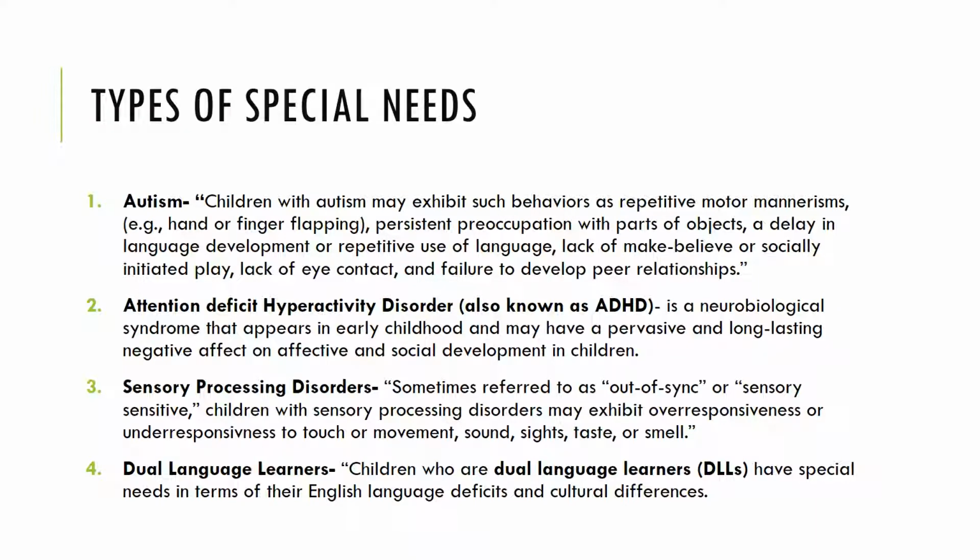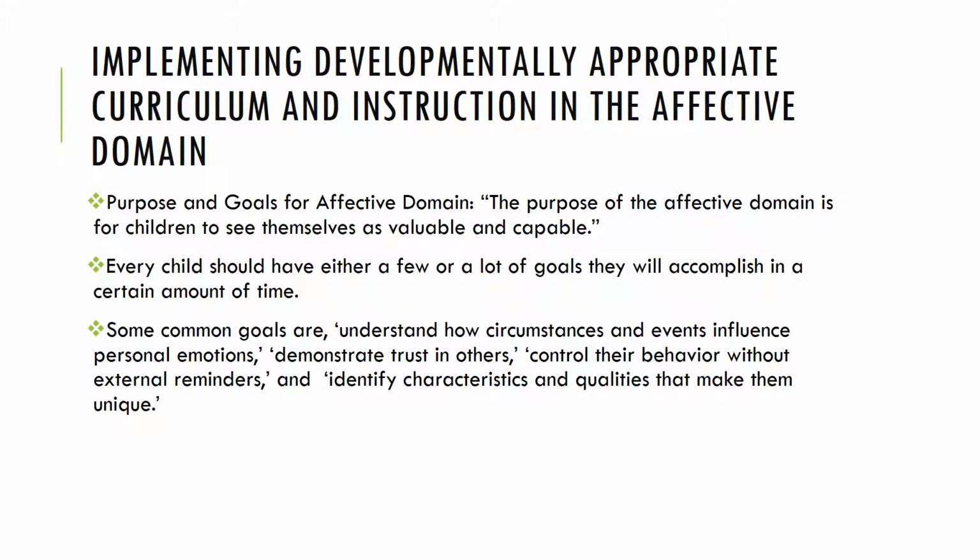Lastly, we're going to be talking about implementing developmentally appropriate curriculum and instruction in the affective domain. The purpose and goals for affective domain say the purpose of the affective domain is for children to see themselves as valuable and capable. This is as easy as when I first started and I said we need to praise them and say, hey, you're doing a great job at this, or hey, can we work on this? Every child should have either a few or a lot of goals they will accomplish in a certain amount of time. This goes back to helping them set up their short and long-term goals. Some common goals are to understand how circumstances and events influence personal emotions, demonstrate trust in others, control their behavior without external reminders, and identify characteristics and qualities that make them unique.